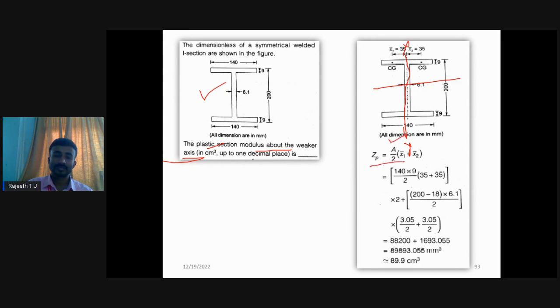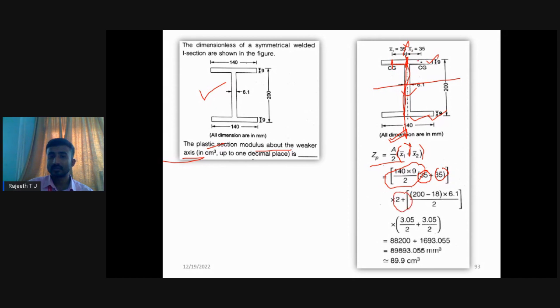We know that plastic section modulus is always area by 2 into x1 bar plus x2 bar, nothing but the distance from this weaker axis to the centroid of the element. So ZP is area by 2. Area is, if you take total area, two flanges here, 140 into 9 by 2, plus 35 into 35 here. If you take individually the areas, first, second, third, you calculate the area, then the distance of centroids from this y line.